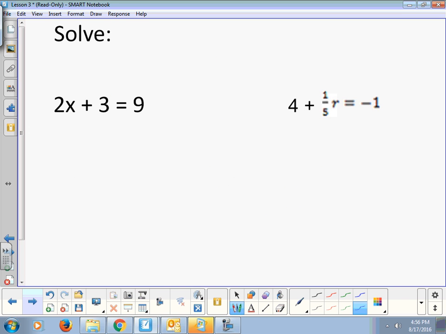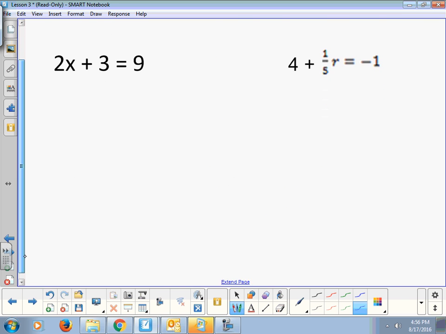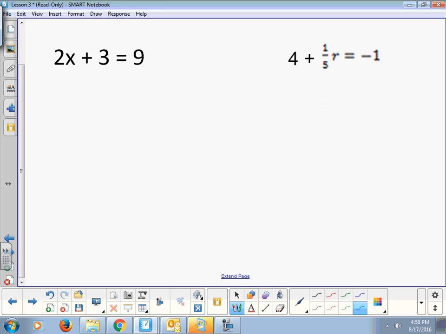We have 2 examples that we're going to go through together. The first one is 2x plus 3 equals 9. When you split your equal sign, on the left-hand side, 2x plus 3, we want to get rid of plus 3. The opposite of addition is subtraction, so we're going to subtract 3 from both sides. 3 minus 3 is 0. 2x plus 0 leaves us with 2x, and that is going to equal 9 minus 3, which is 6.